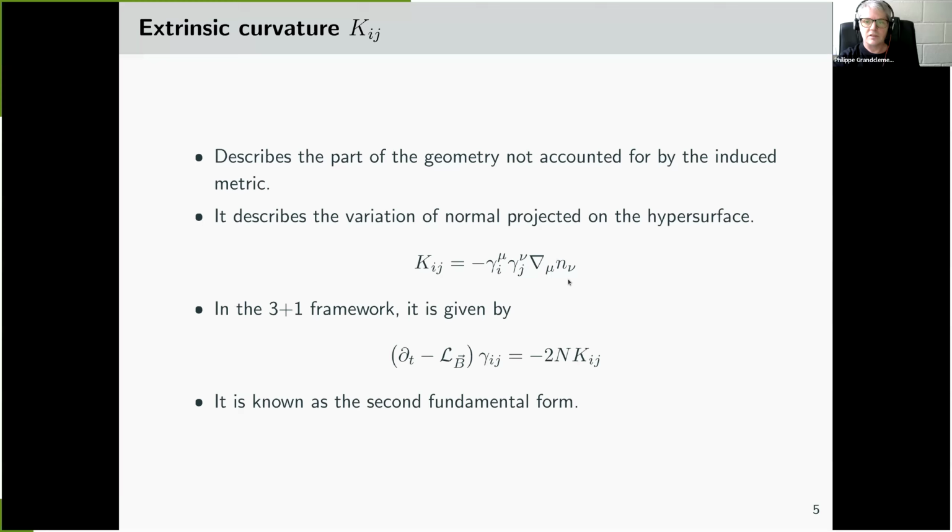This expression here is not something we use a lot in the 3+1 framework, but if you use a 3+1 framework with the lapse, the shift, and so on, you can re-express these equations into that expression here, which tells you that essentially the time derivative of the induced metric is related to the extrinsic curvature tensor. And this extrinsic curvature tensor is known as the second fundamental form.